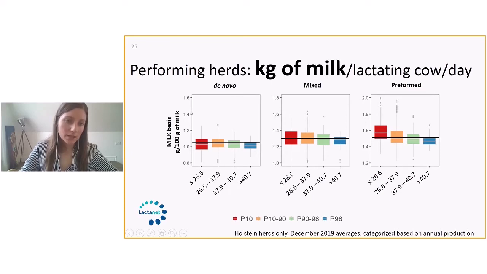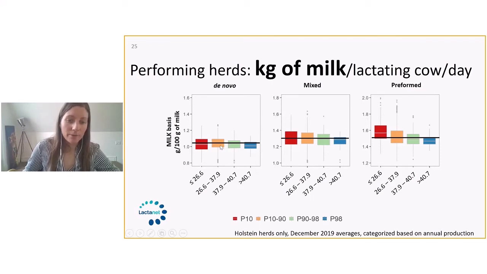So this is again on a milk basis. We have four categories. We have the 10% lower herds, so these ones are either equal or below 26.6 kgs of milk per lactating cow. Then we have most of our herds, between the 10th and 98th percentile, so between 26.6 and 37.9 kgs of milk per lactating cow. Then the 98th percentile rank, so almost 38 to 40.7 kilos, and we have our top two herds that are above 40.7 kilos of milk on a yearly basis.